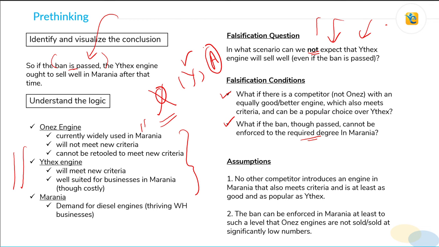The first assumption is that there is no other competitor who is going to come up with an engine that's at least as good and at least as popular as the Ythex engine. That's one assumption. Another assumption is, in this place called Marania, once the ban gets passed, it can actually be implemented to the required level, to a proper level. And when I say a proper level, we mean such a high level that 1Z engines are either not sold at all in this place, completely banned, or sold at significantly low numbers, not good enough to impact the expected good sales of Ythex. Okay, so these are two assumptions that we can come up with.